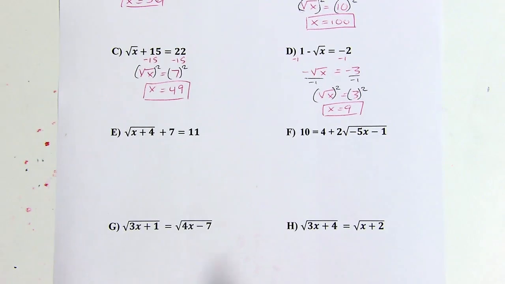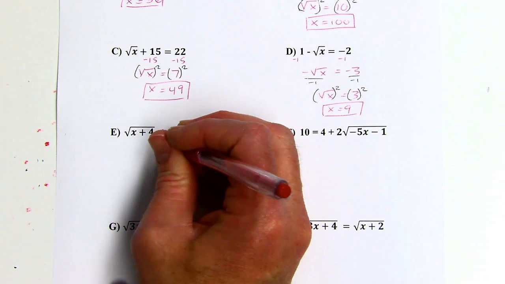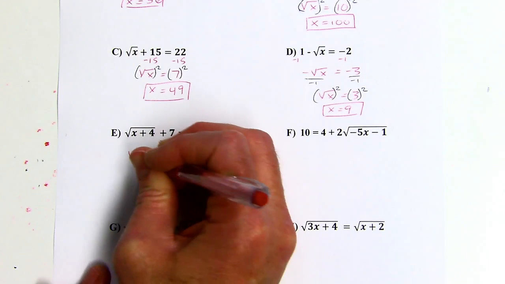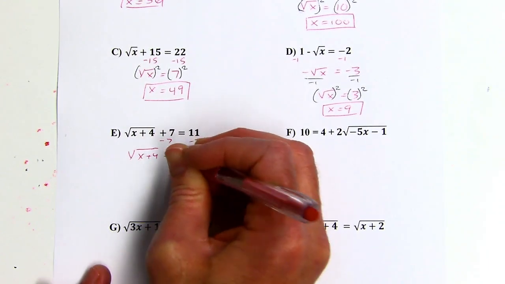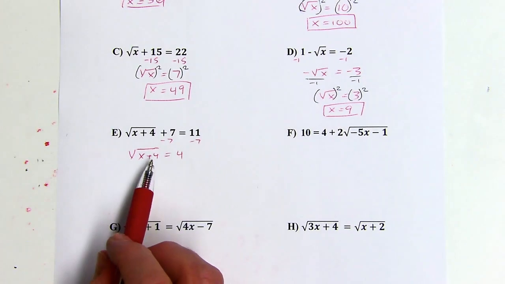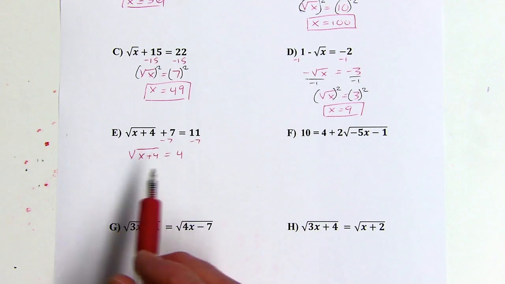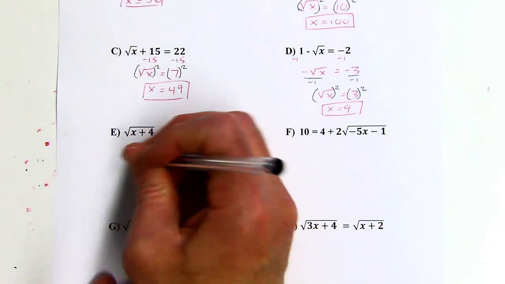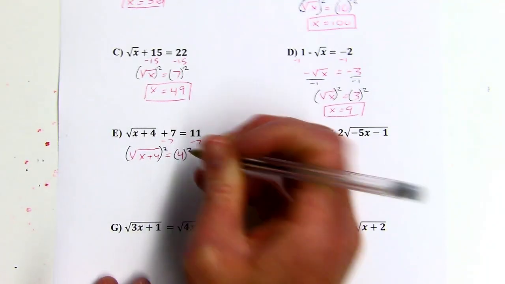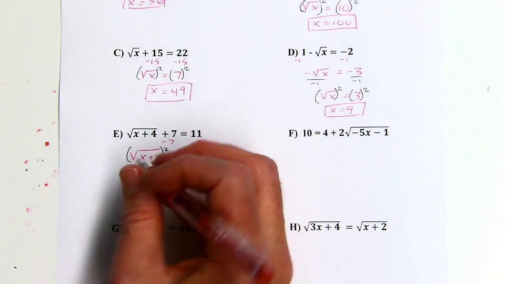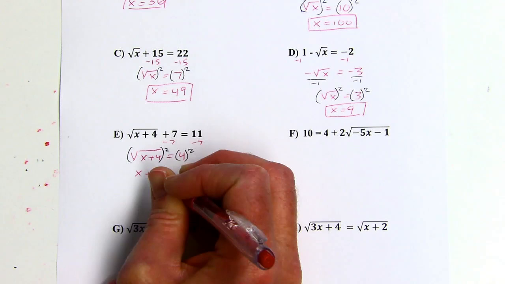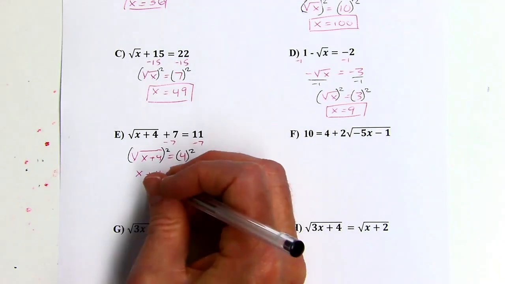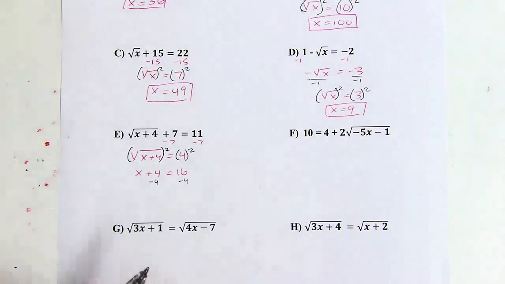Okay, some more examples. So hey, let's get the radical by itself. I'll subtract 7 from both sides. Now the square root of x plus 4 equals 4. Some people will try to subtract 4 to get rid of that 4, but you can't do that. It's inside the radical. So before we get rid of that 4, we have to get rid of the radical. So the next step here would be to square. Okay. Now the square and the square root undo each other. So that means x plus 4 is going to equal 16. And now I can subtract 4 from both sides. And x will equal 12.